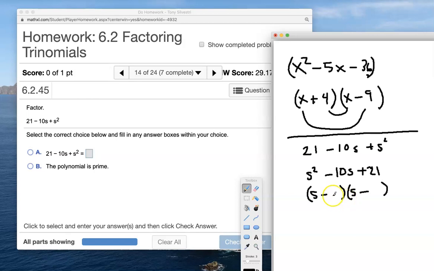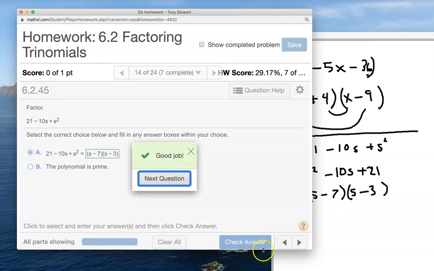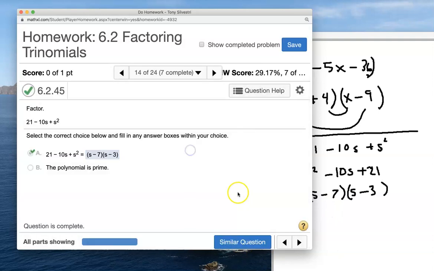7 and 3 does the job, and it doesn't matter where you put the 7 and the 3. Because I could have put the 3 there and the 7 there, and it doesn't really matter. You'd still get the same FOIL job. So this is what struck me. I put the 7 in the front, so s minus 7, s minus 3. I'm going to go with, check my answer. Great job, and I'm very, very happy.